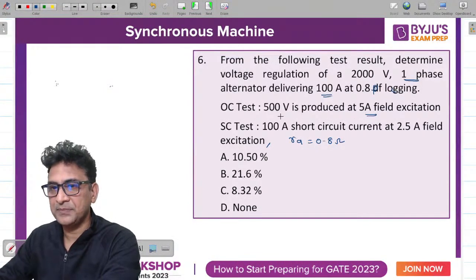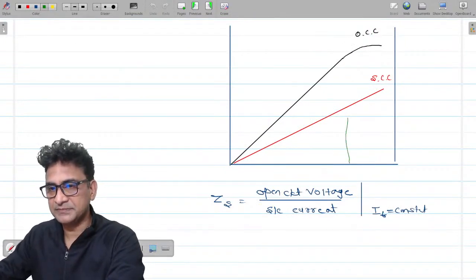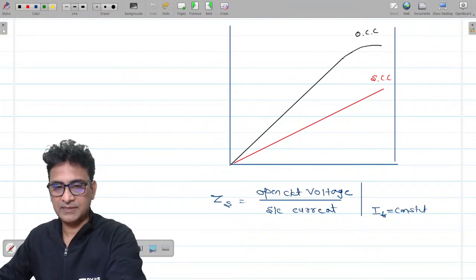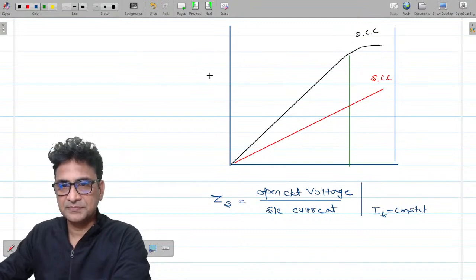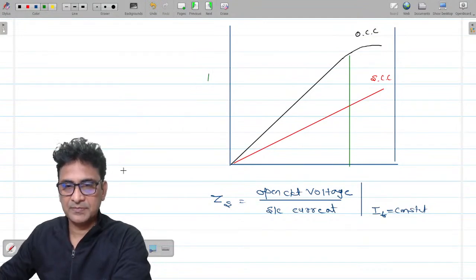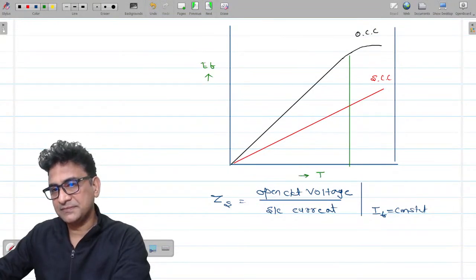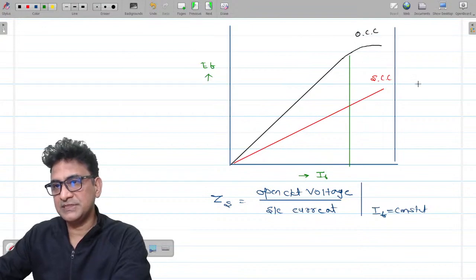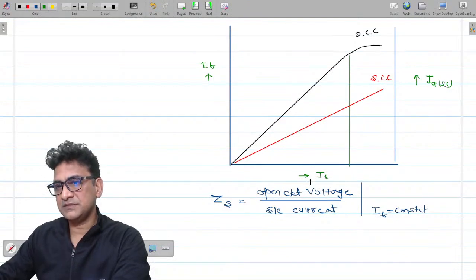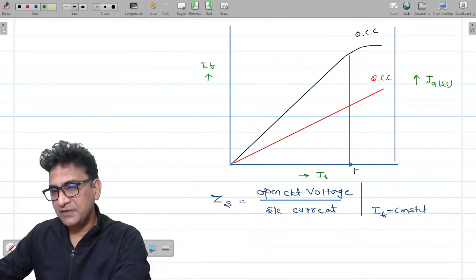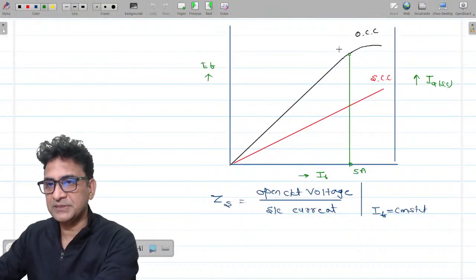Suppose at a field current of 5 ampere, the open circuit voltage is 500 volts. Clear? Open circuit voltage is EF. This is IF. EF versus IF is the OCC, and short circuit armature current versus field current is the SCC. So at 5 ampere field current, the open circuit voltage is equivalent to 500 volts.